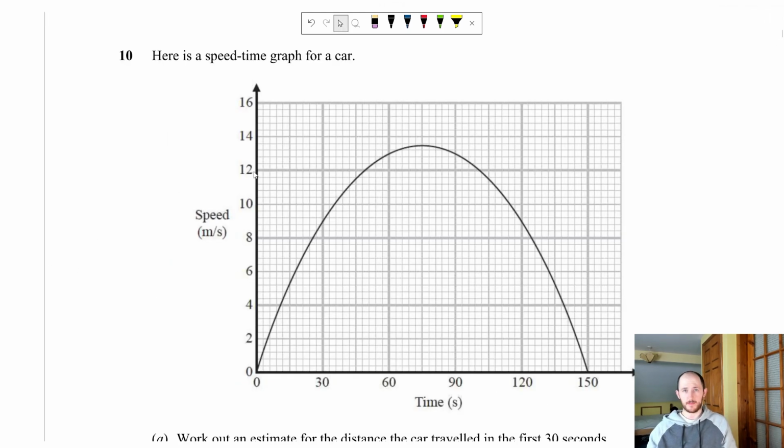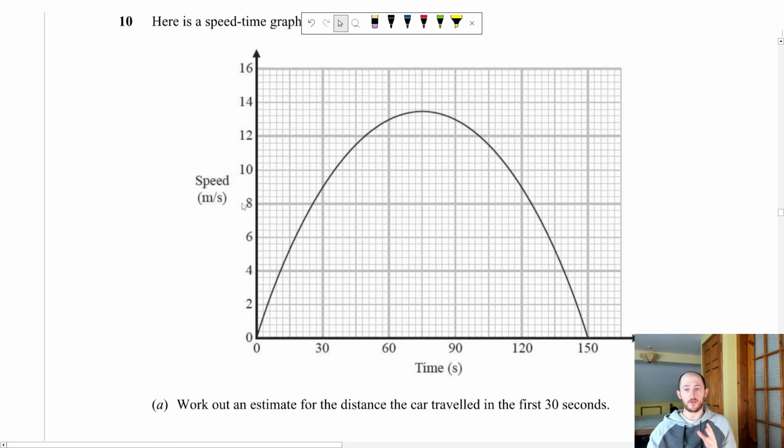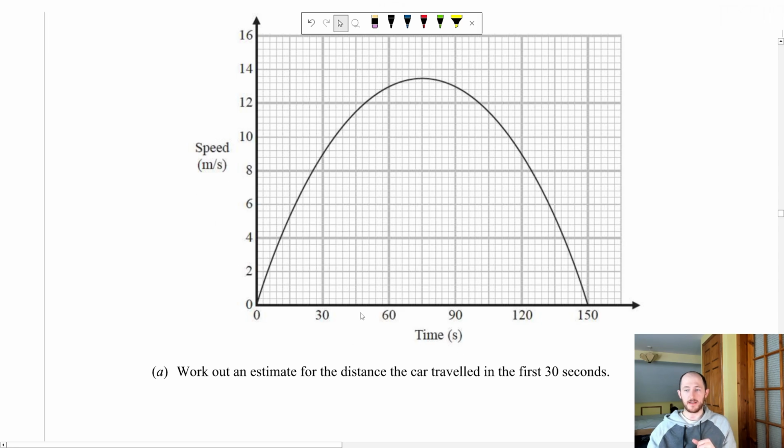Question 10 is actually very similar to one of the previous questions. So here's a speed time graph for a car, and it says work out an estimate for the distance the car travelled in the first 30 seconds. So this right here is testing your knowledge that the area under a speed time graph gives you distance, but you need to be able to do this carefully. It's an estimate for a reason.